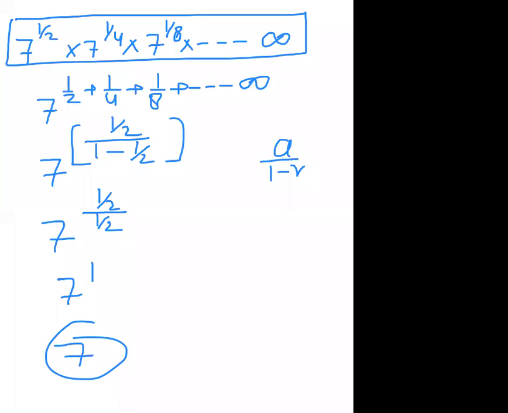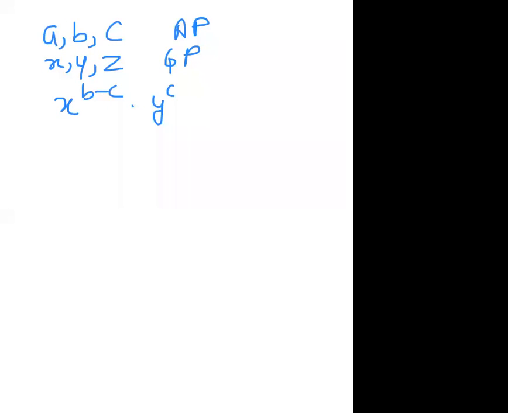Now another question. If A, B, C are in arithmetic progression, A, B, C are in AP, and X, Y, Z are in GP, we have to prove that X to the power B minus C, Y to the power C minus A, Z to the power A minus B equals 1.